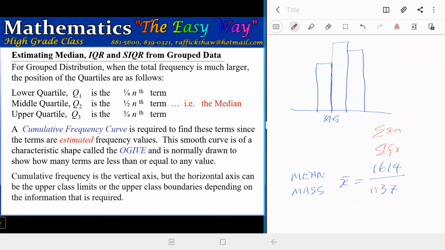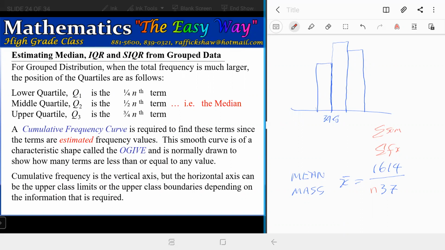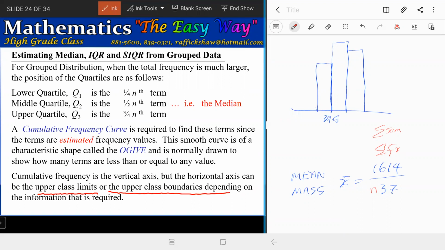All right, so the cumulative frequency curve: cumulative frequency is placed on the vertical axis, but the horizontal axis can use upper boundary values or upper limit values, depending on the information that you want. So when you draw a cumulative frequency curve, you put the cumulative frequency on the vertical axis. For the horizontal axis, you can either use the upper boundary values of the group, or the upper limit values, depending on the information that you want. And then there's going to be a difference. I'm going to show you what the difference is.